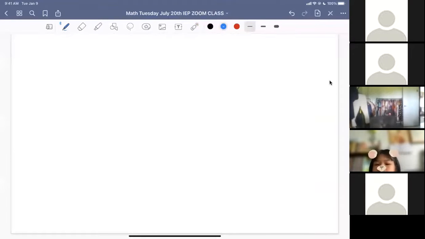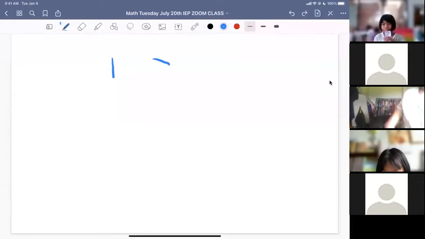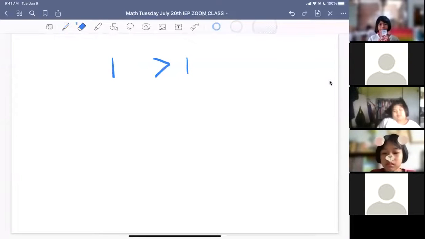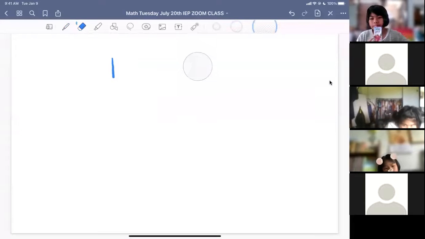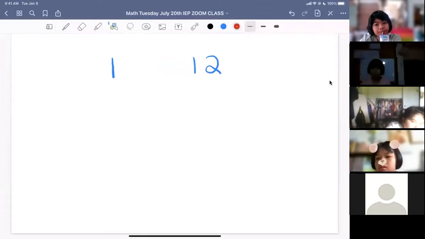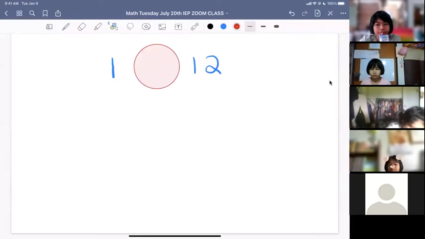Okay, so what if we compare simple numbers? We just did very easy stuff. So what if I write 1 and we have 12? What should I write in the middle?